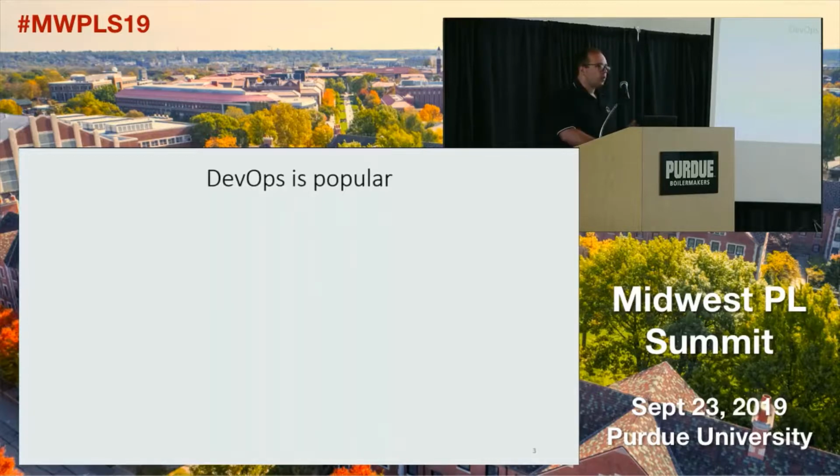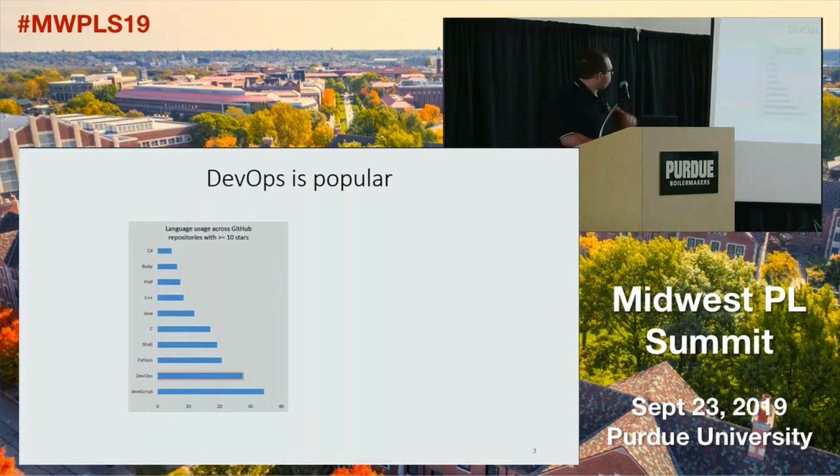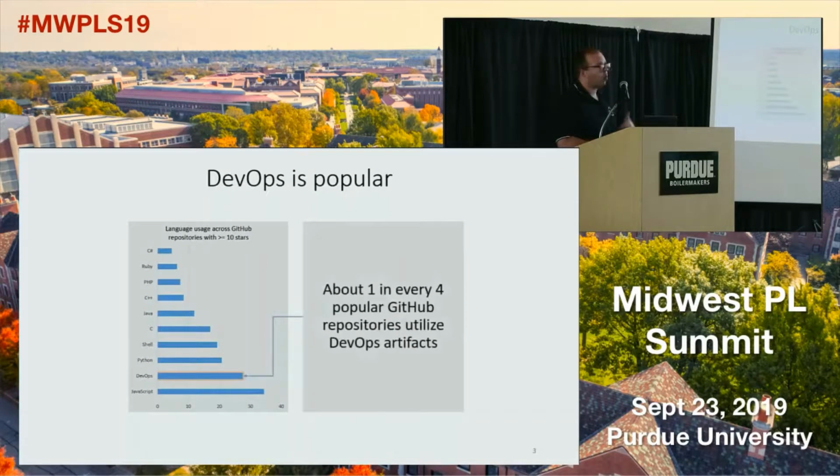I want to assert that DevOps is popular. Hopefully I don't have to convince you, but maybe I do. Here's a ranking of results for a bunch of different repositories on GitHub, actually all the repositories with 10 or more stars up to around June 1st of this year. If you look at breakdowns of what languages these repositories use, and you treat DevOps artifacts, those files, as a language of sorts, you'd find that about 1 in 4 of these popular GitHub repositories are utilizing DevOps artifacts. This was a sample of about 900,000 of these repositories, so that's nearly 250,000 that we could maybe impact if we can provide good support for DevOps artifacts.